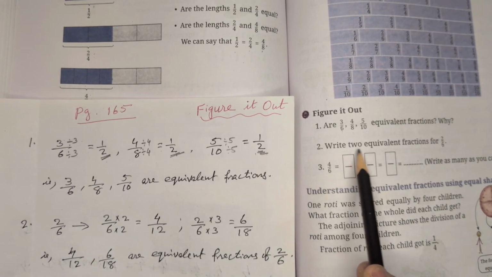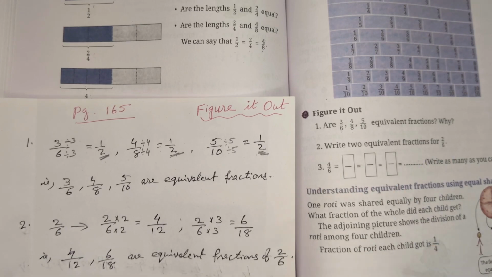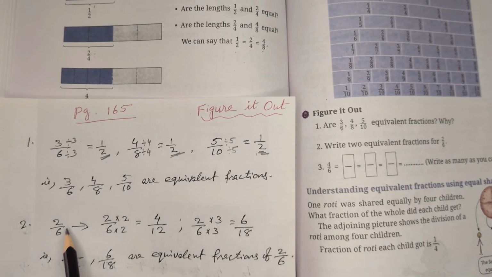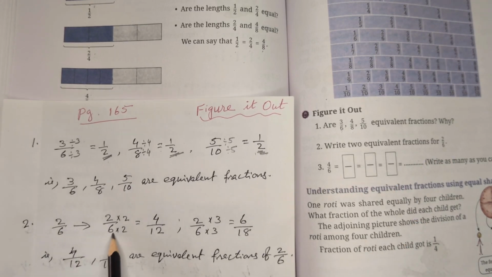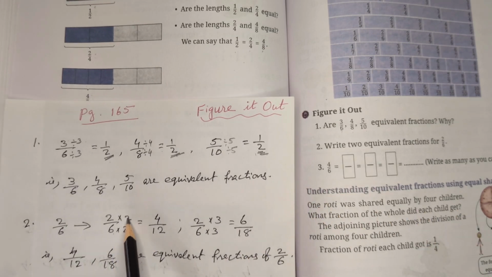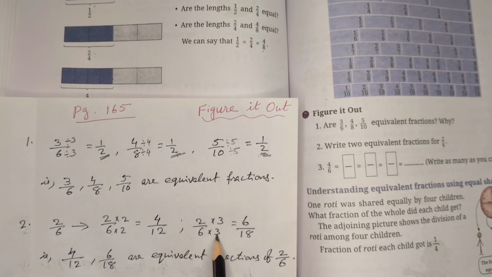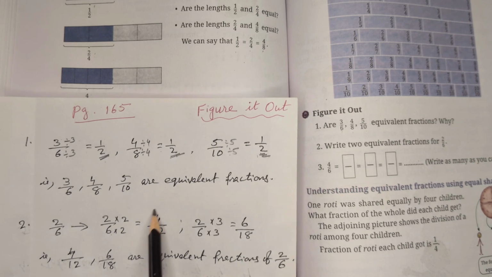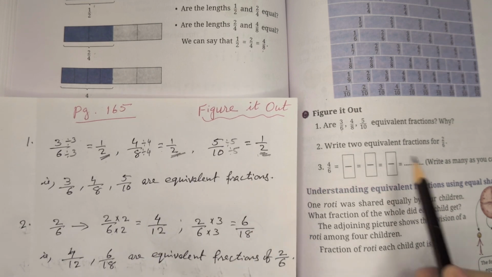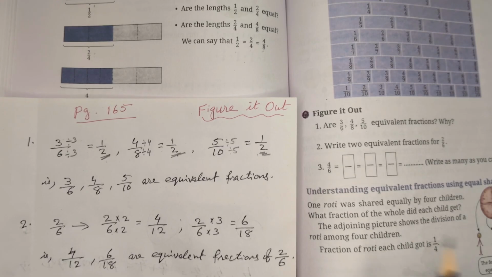Next one, write two equivalent fractions of 2 by 6. To write more equivalent fractions, just multiply the given fraction by 2, 3, 4, etc., by any number. So if we are multiplying by 2, we will get 4 by 12. Multiplying by 3, we will get 6 by 18. So 4 by 12 and 6 by 18 are another two equivalent fractions of 2 by 6.